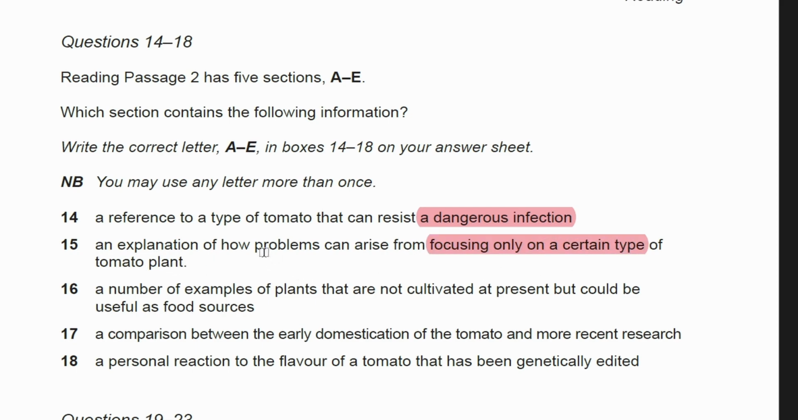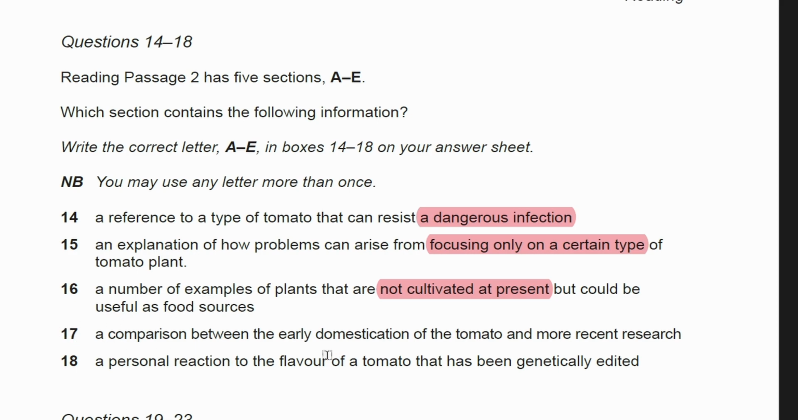A lot of students think problems could be our key phrase, but if we look at question number 14 and 15, a dangerous infection is already a problem, so we are not going to choose something that is less specific than other key phrases. For question number 16, we are going to choose not cultivated at present. As I said, we cannot use examples as our key phrase because this basically means names of plants in the passage. And since we are talking about domestication of plants, food sources would be quite a useless key phrase.